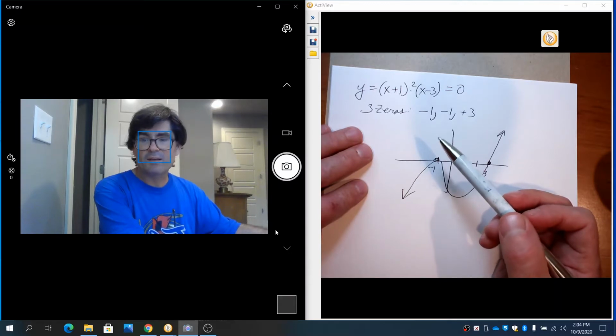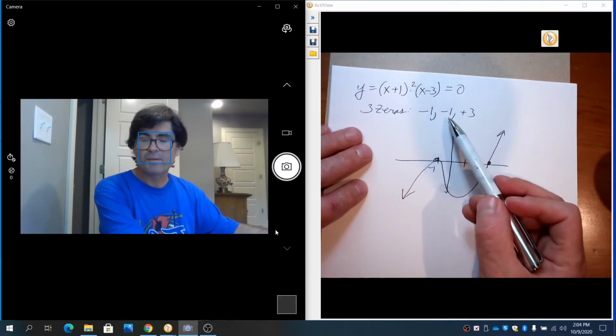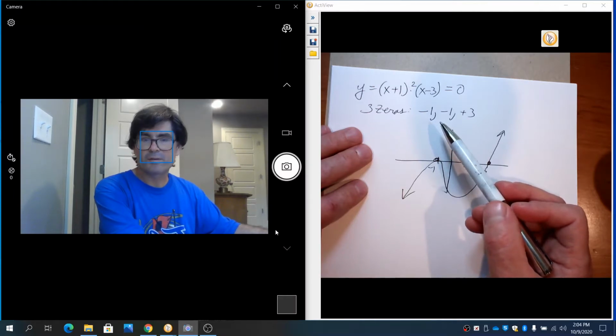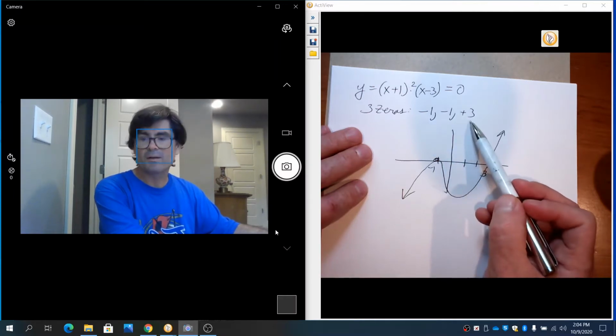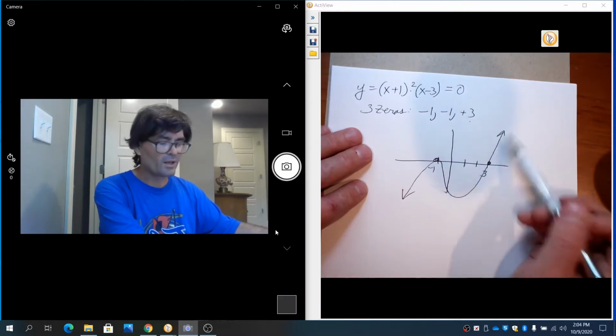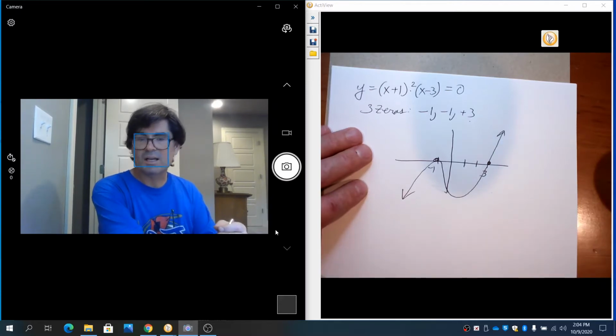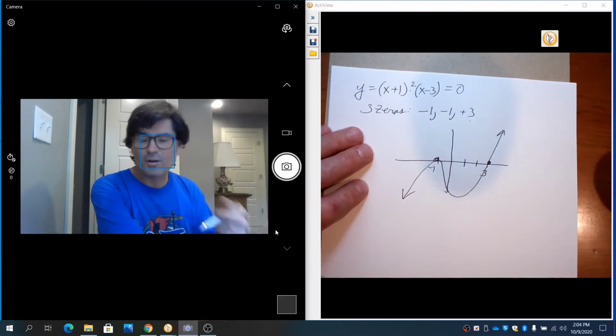If you have an even number of repeated zeros, like two of them, then you always touch and turn back. If you have an odd number of zeros, like for example 1, 3 here, then it crosses. If you had three threes, it would also cross. So that's a quick thing to know about real zeros that don't repeat and real zeros that do repeat.